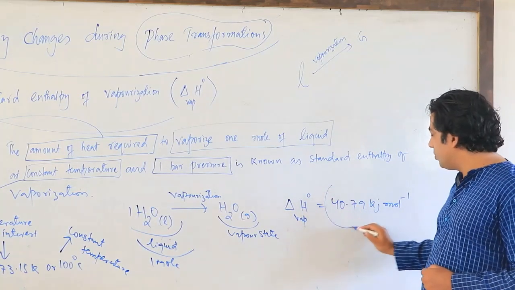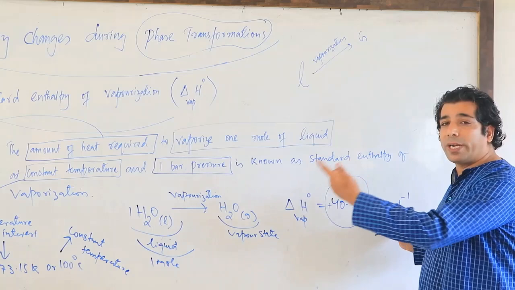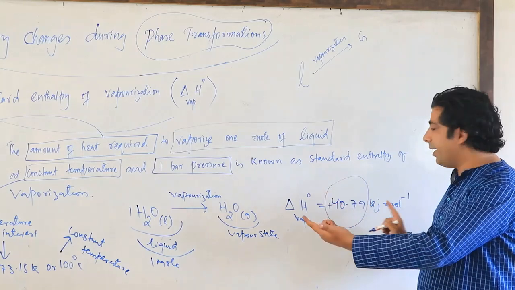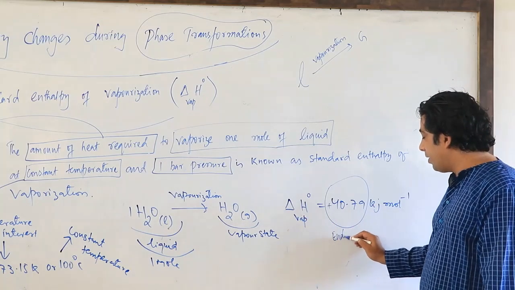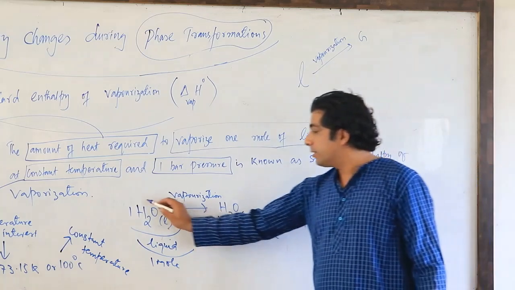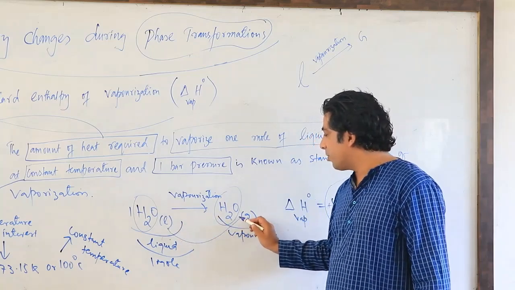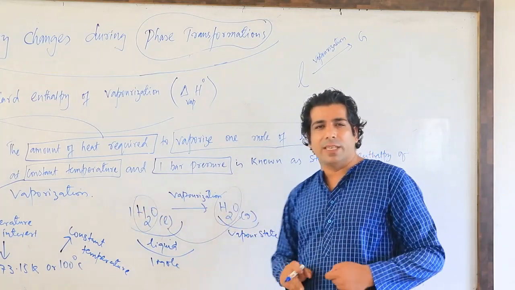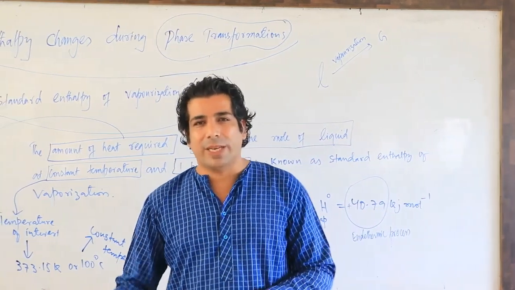So how much energy is required, my dear friends? 40.79 kilojoules per mole. If I want to convert 1 mole of liquid water into the gaseous state, I have to supply 40.79 kilojoules of heat energy. So obviously this is an endothermic process, not a reaction, because the substance remains the same, H2O and H2O. Only the state is changing, liquid is changing into gas. So when only the state changes but the substance remains the same, it's a physical process, my dear friends. And this is all about the standard enthalpy of vaporization. Please make note of this.